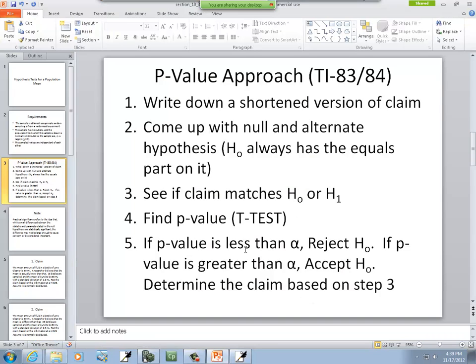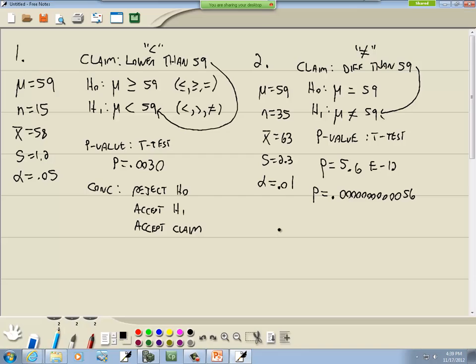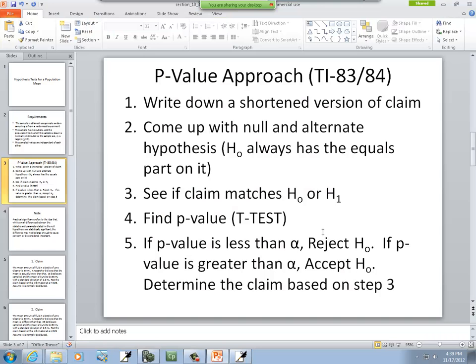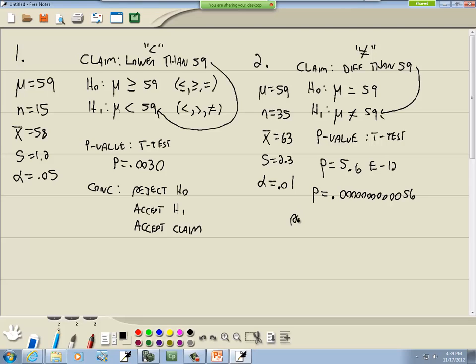Okay. If p-value is less than alpha, well, this is obviously less than alpha. It's a pretty small number. It says we reject H naught. So we're rejecting H naught. This is our conclusion. If we reject H naught, that means we accept H1. They're opposites of each other. Now our claim matches H1, so whatever we say about H1 is what we say about our claim. We accepted H1, which means we'll accept our claim.